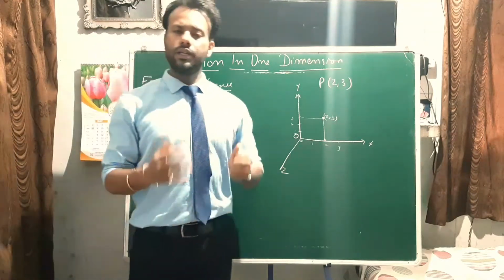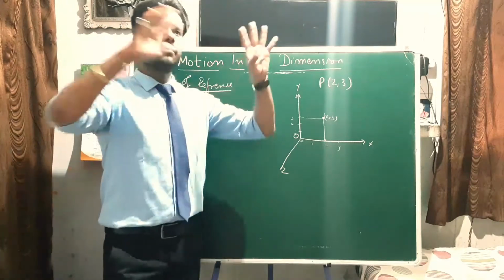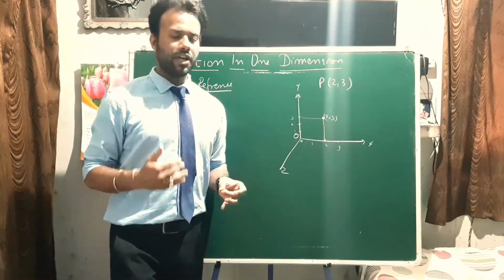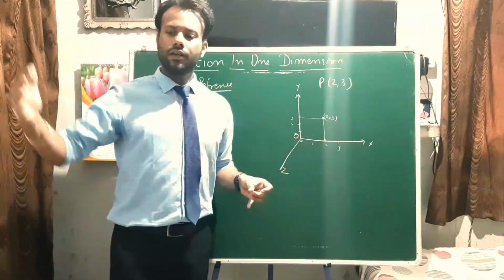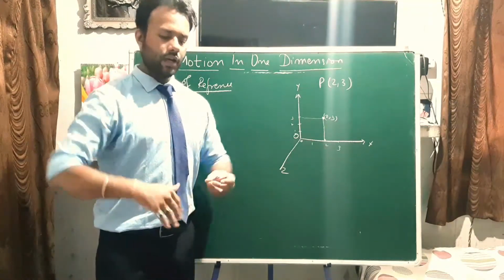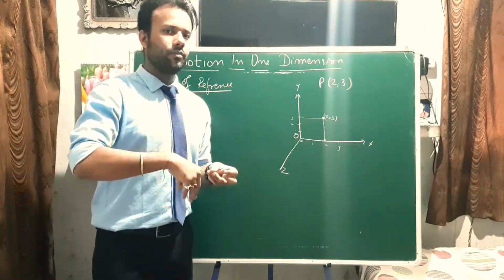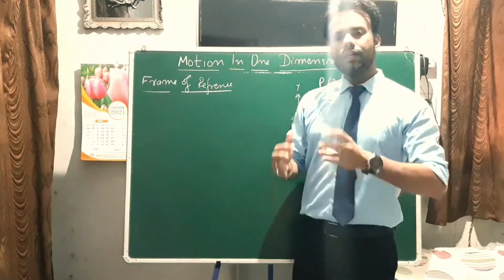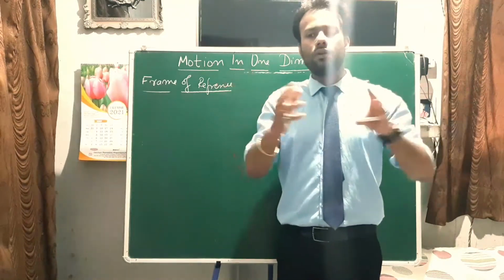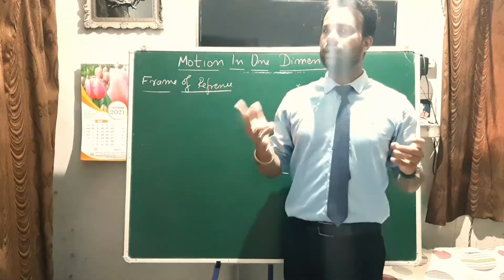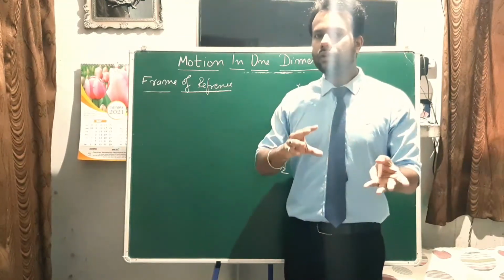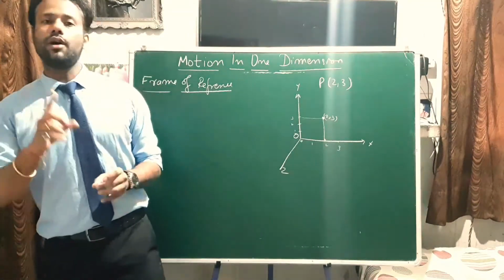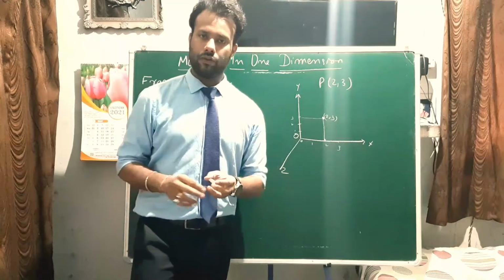Suppose I am sitting in my room, so the room will be the frame of reference for me, and where I am starting, that will be the origin. I can measure the distance of different objects from this point, right? So this will be the point of reference for me. Now suppose I change my point of reference, now I am standing here, then obviously the measurements of all the objects will change, because I have changed my point of reference, right?